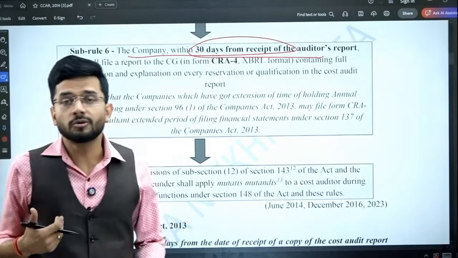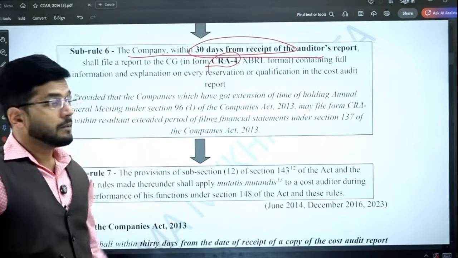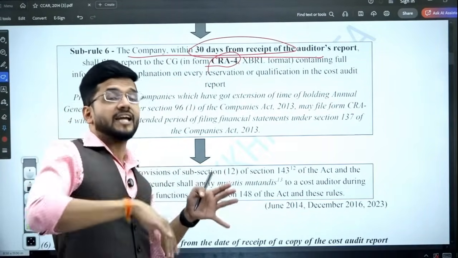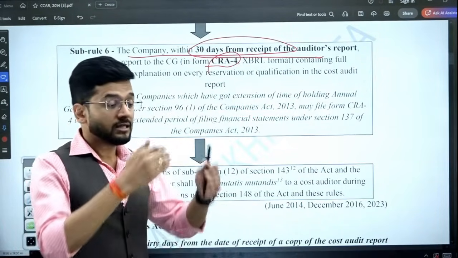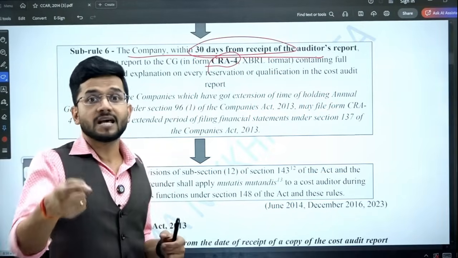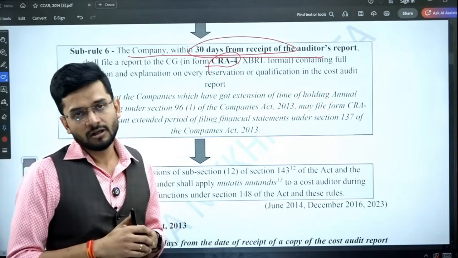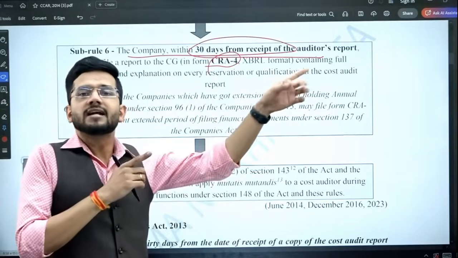So when the company receives the cost audit report, within 30 days, in form CRA 4, the company has to respond to all the qualifications which are given in the cost audit report. So if any negative comment is there in the cost audit report, the company should tell the reasons for that qualification and what steps they have taken to rectify that qualification. Okay, that detail has to be given by the company in CRA 4 and has to be filed with the central government.